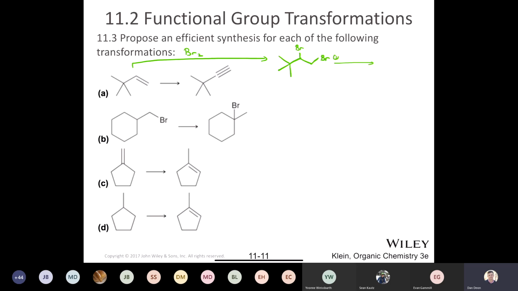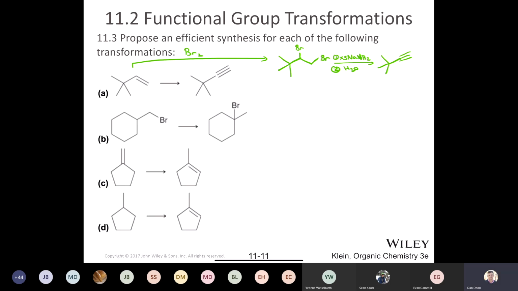So in order to do that, first we're going to treat it with excess sodium amide, and then in the second step, we're going to treat it with water. And that will give us the product, which is this product right here. All right, there we go. Let's take a look at the next one.